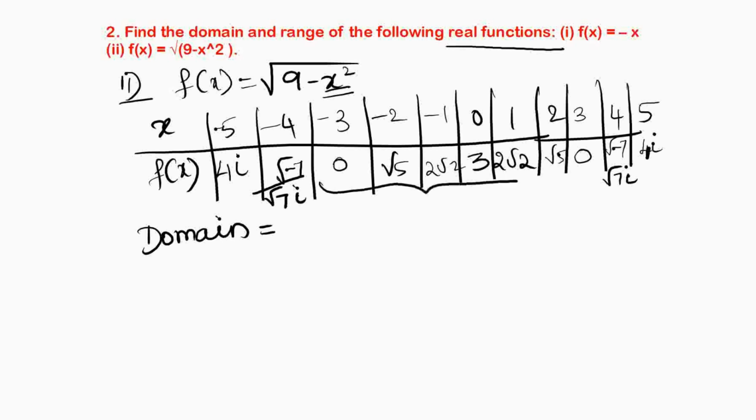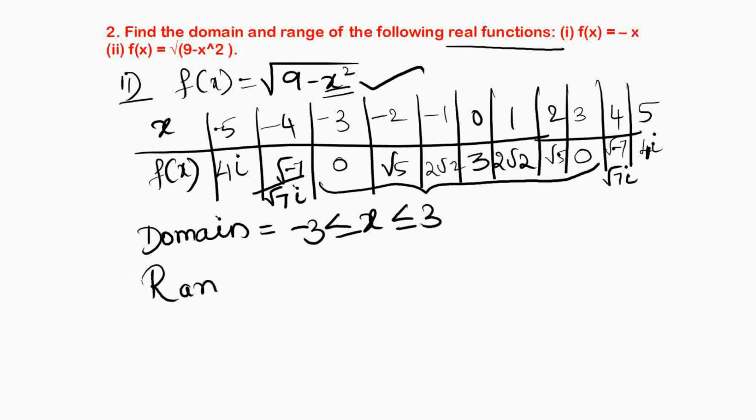Similarly, consider the range. Range is the set of elements in set 2. So check the f of x. Here we have to consider minus 3 to 3 in the x value. For that, the corresponding f of x will be varying from 0, root 5, 2 root 2, 3, 2 root 2, root 5, 0. If I check all these values, the highest value is 3 and the lowest value is 0. So f of x varies from 0 to 3. So this is my range.